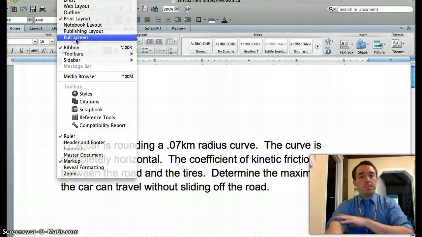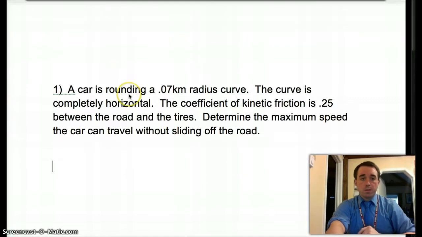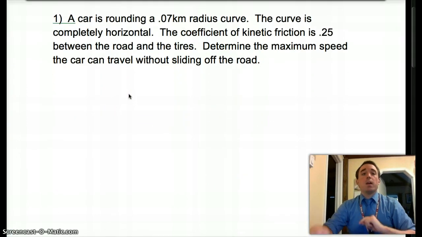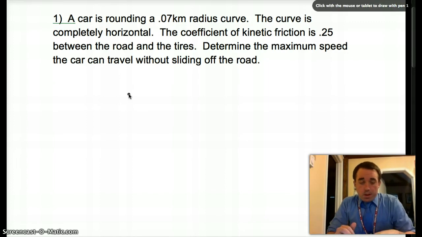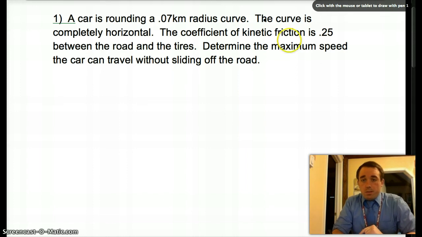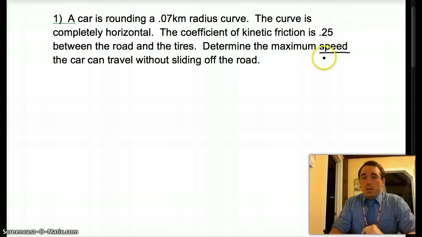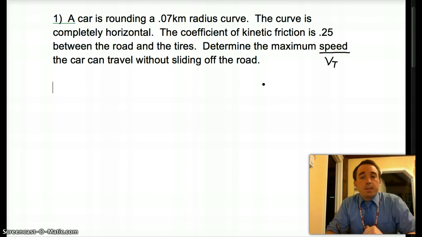Hey everybody. All right, so you were given problem number one, or chose problem number one, and want to go through it. So we are trying to find the maximum speed, and when you see the word speed, that should tell you you're trying to find tangential velocity without sliding off the road. So we have some information we want to identify.